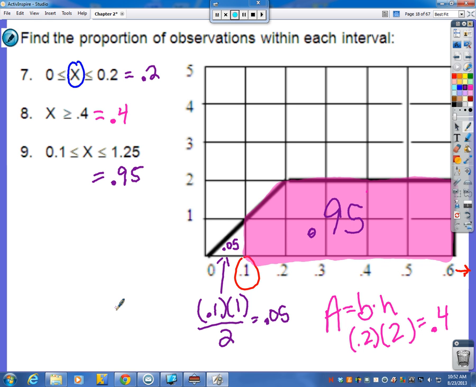And that's how you find the proportion or percentage of observations that are within certain intervals in a density curve. Later on, we'll get into the normal curve, and it's not going to work out as nicely as this, if you will.